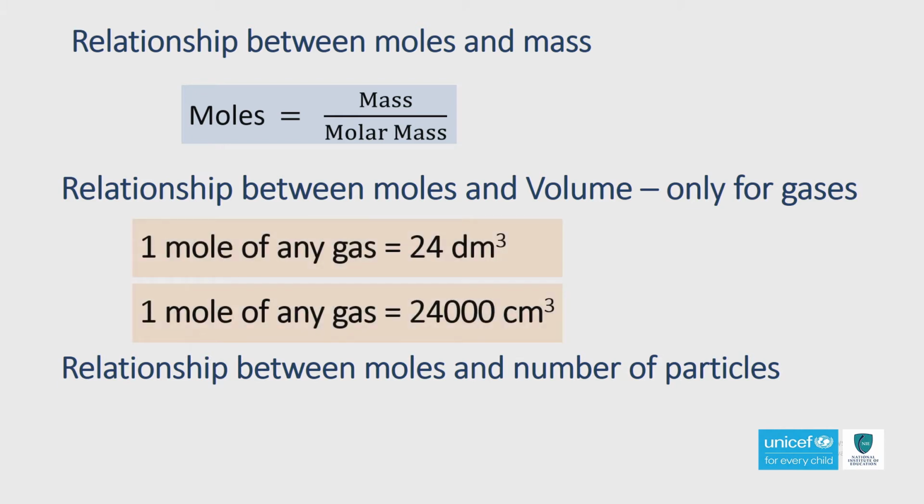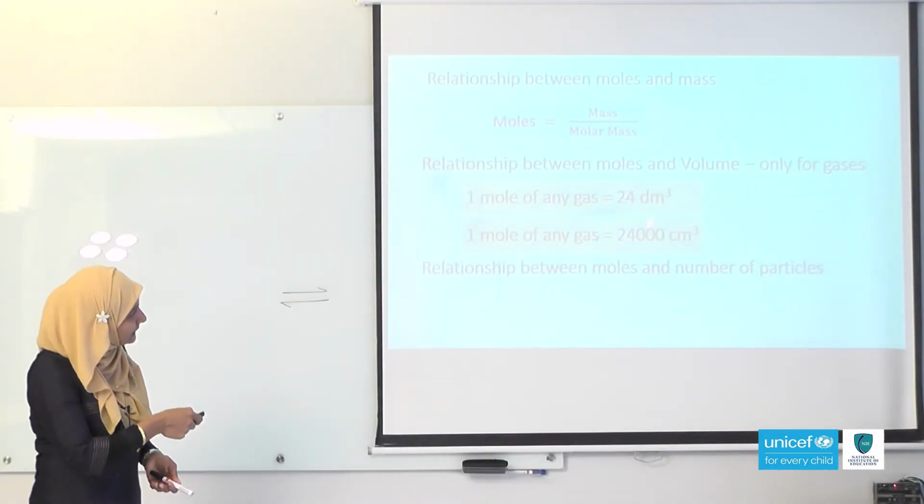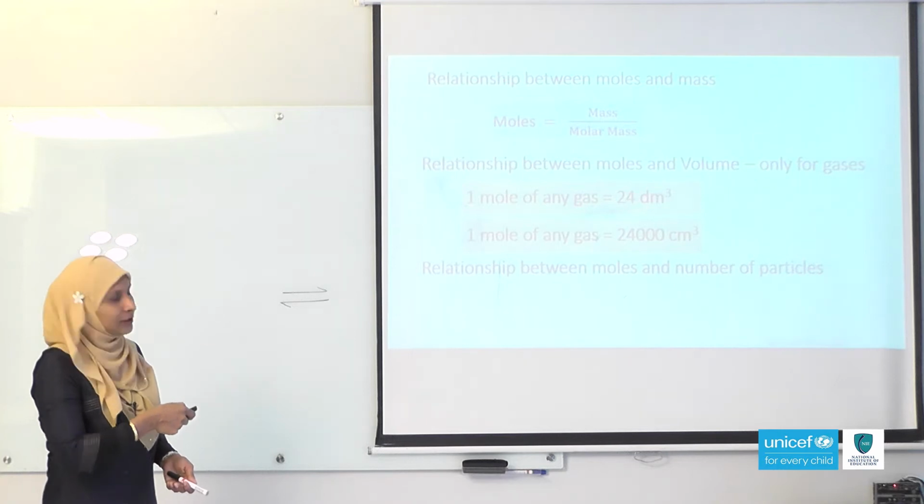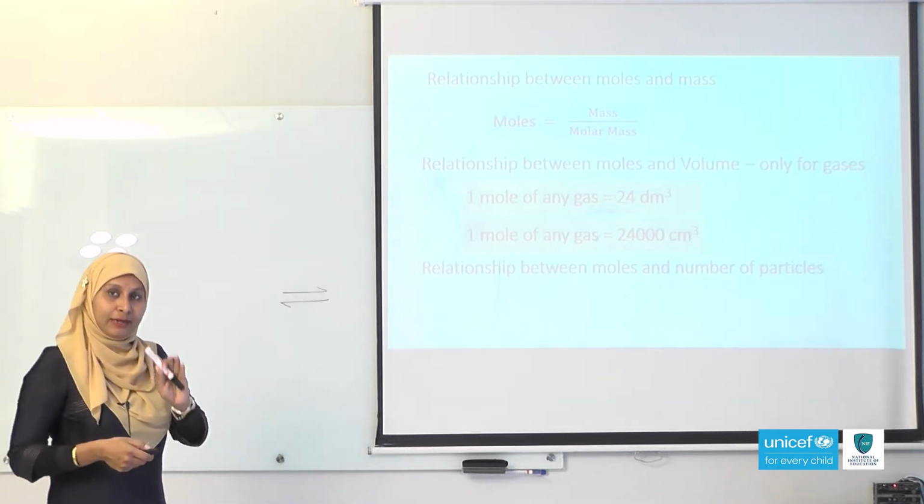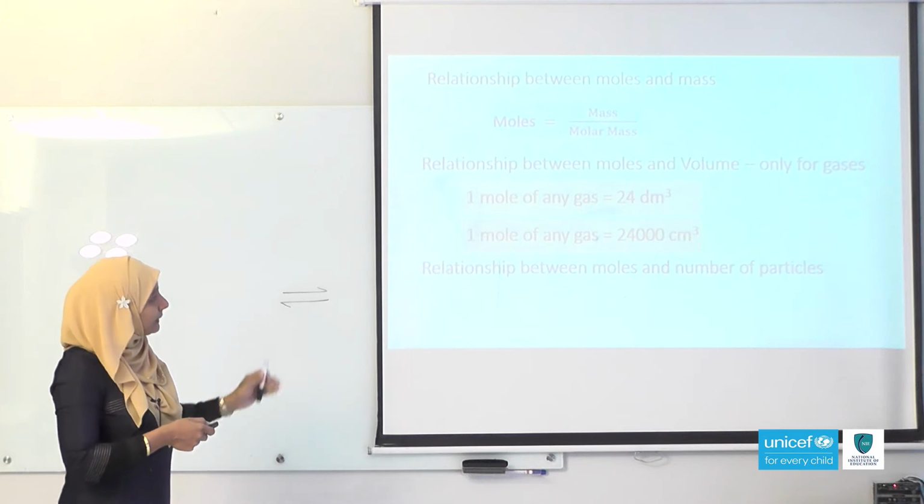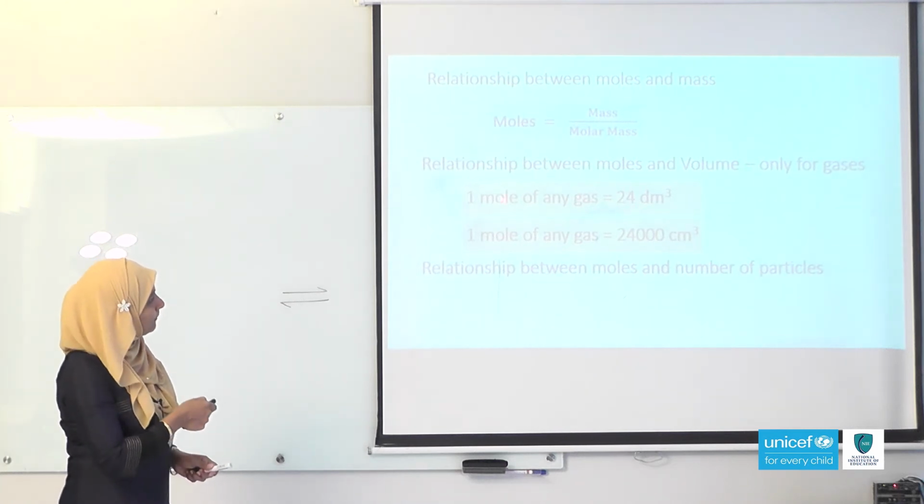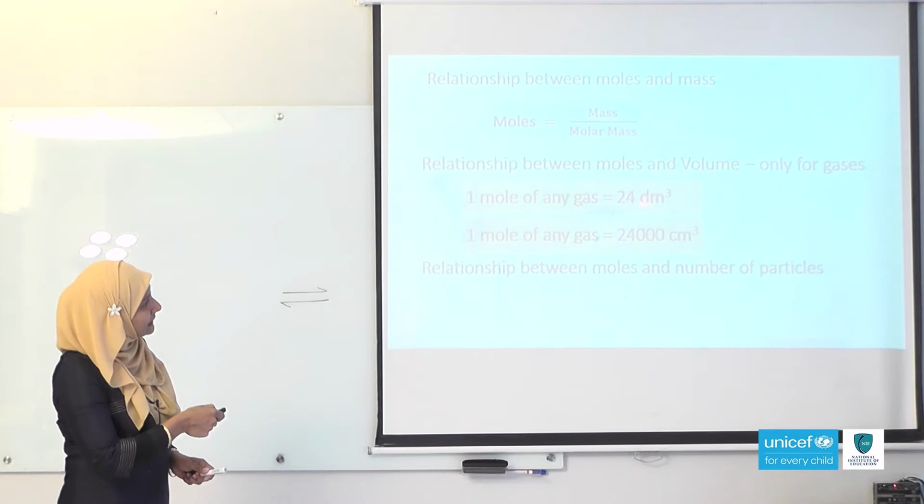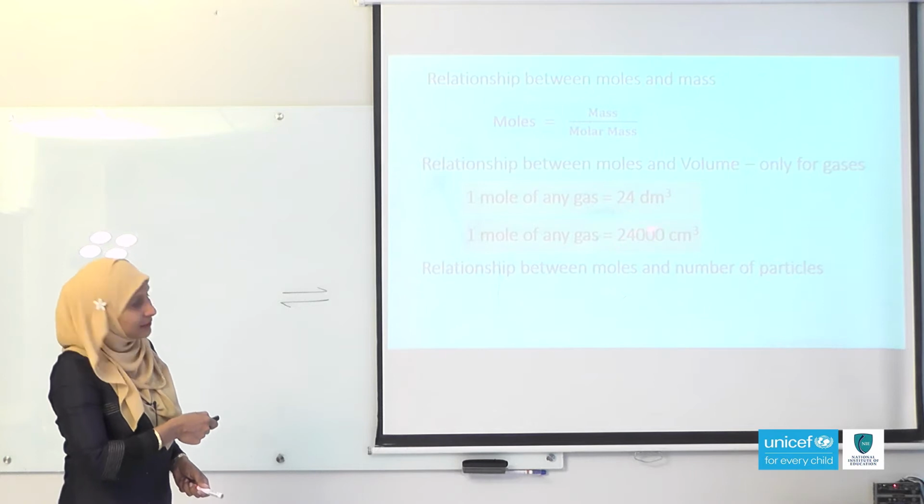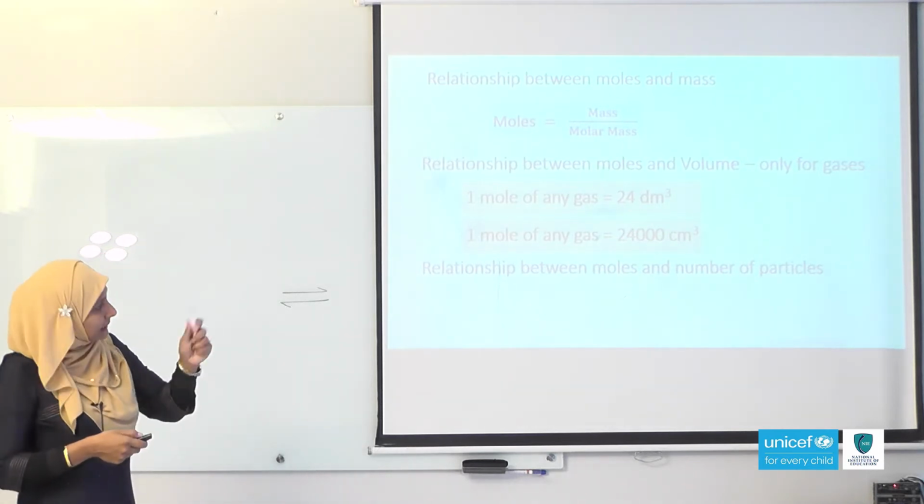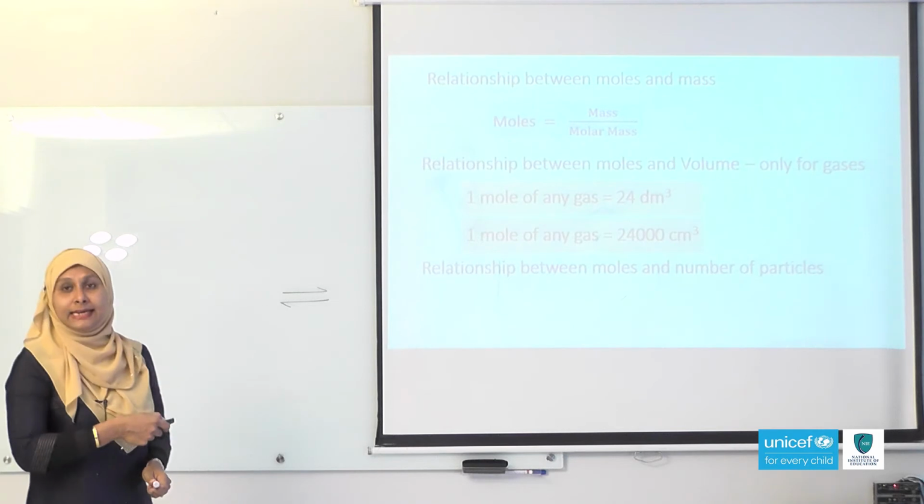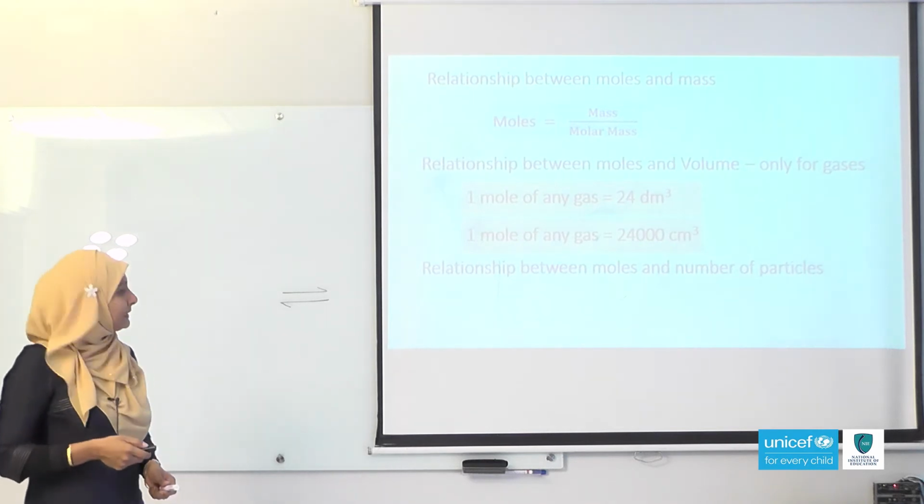Relationship between moles and volume. In this one, the volume is applied only for gases. So, if you are using a solution, you cannot use this relationship, 1 mole of any gas equals 24 dm³, because it must always be the number of moles of gas that will occupy that volume. It can be expressed as dm³ or cm³. 1 mole is 24 dm³ or 1 mole is 24,000 cm³. The conversion factor here is 1 dm³ is equal to 1000 cm³.